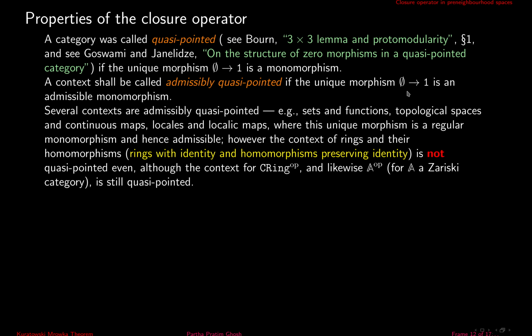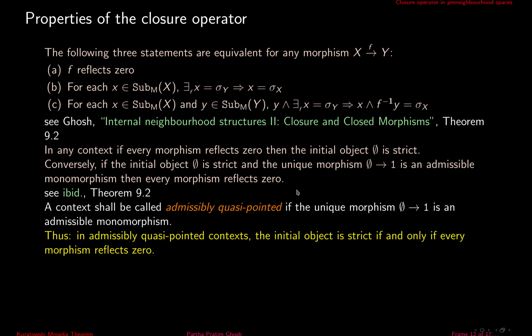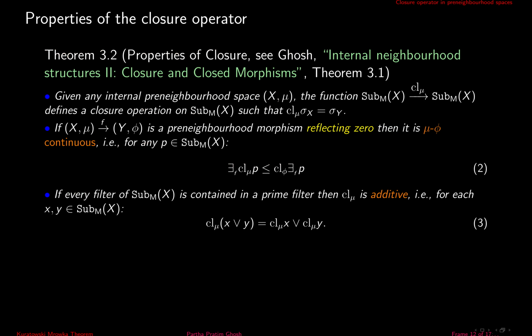On the other hand, rings with identity and homomorphisms preserving this identity is not even quasi-pointed. But their opposite category, or the opposite category of Zariski's categories, are quasi-pointed. So it turns out in admissibly quasi-pointed contexts, initial object is strict if and only if every morphism reflects zero. So, reflection of zero is a property innate to the category, and this has to be either put on the category to tame it and make every pre-neighborhood morphism continuous, or the continuity has to be put inside the definition, which is usually done in approaches in categorical closure operators.